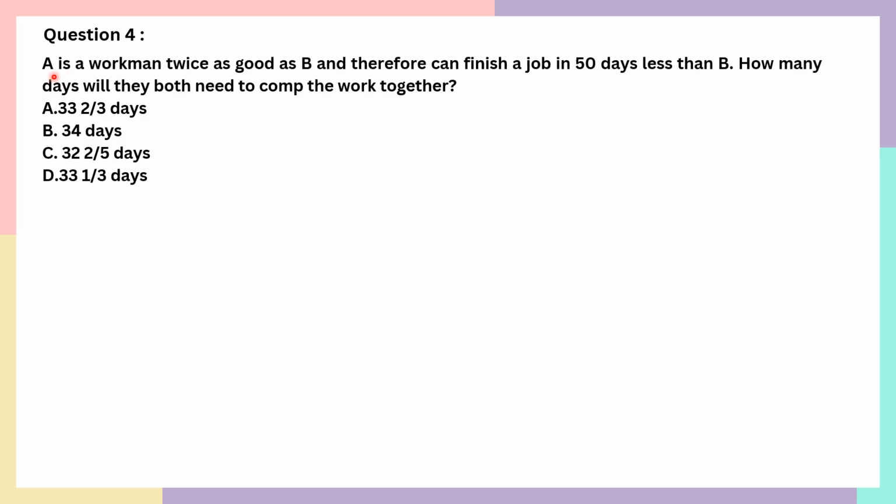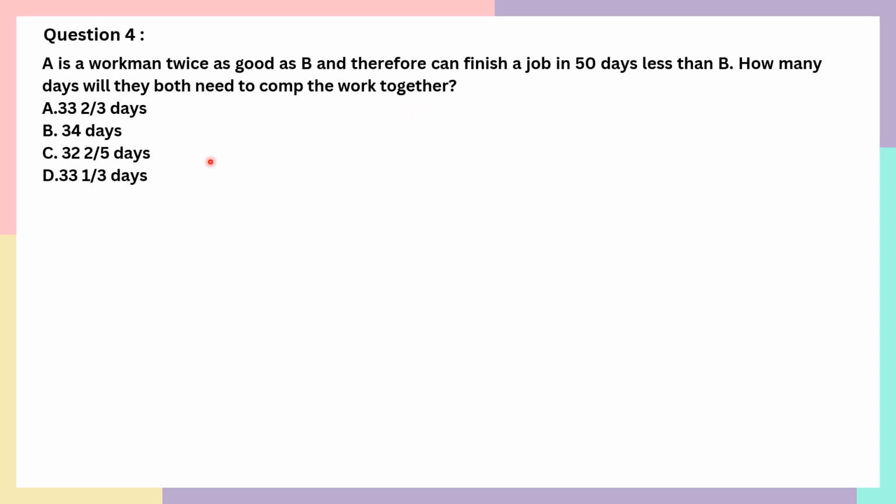Question 4 is: A is a workman twice as good as B, and therefore can finish the job in 50 days less than B. So how many days will they both need to complete the work together?